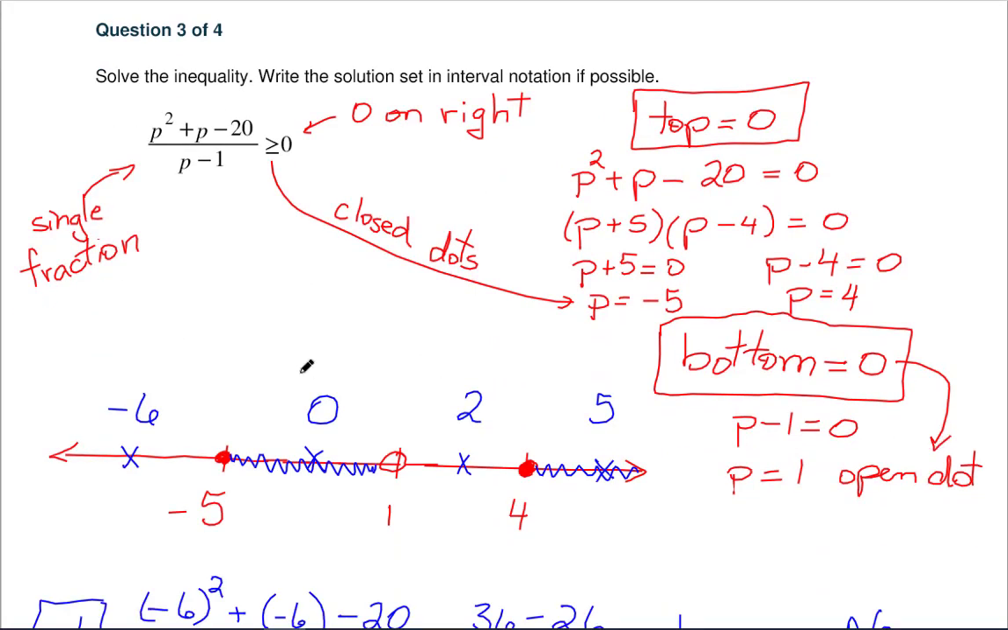All right, question 3. Let's see, 0 on the right, good. Single fraction, yes. And so I set the top to 0. That's a quadratic to solve, but it does factor. And I get the numbers of minus 5 and 4. Minus 5 and 4. Why are they closed? Well, they came from the top, and the top reflects the original. What about the answer to the bottom? Well, that's when p is 1. Bottom answer is always an open dot.